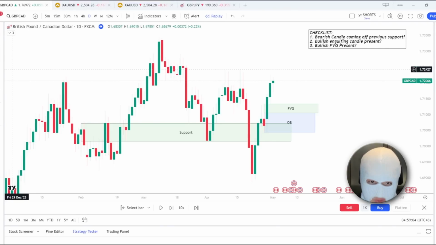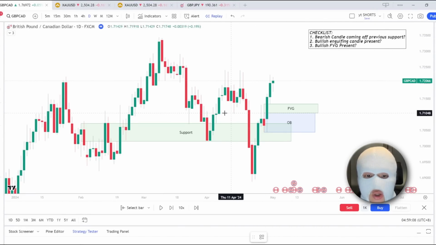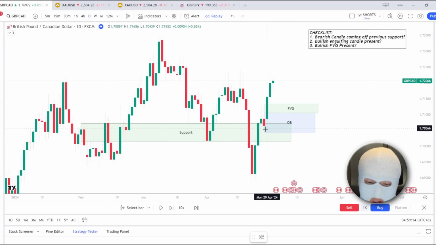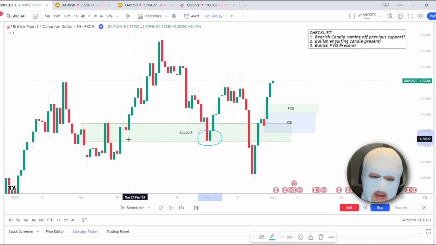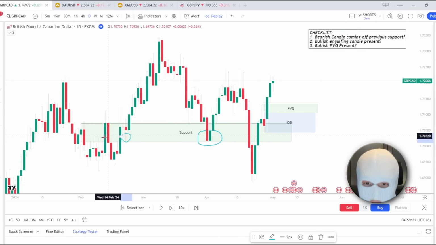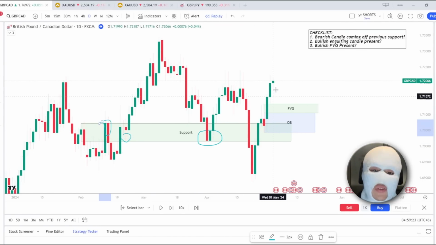For this first example, let's use the checklist from the previous section. Number 1. Is this bearish candle coming off a previous support area? Yes. The candle is over here and the support area is over here. This area is a support area because the price has rejected 3 times before, pushing higher with aggression.